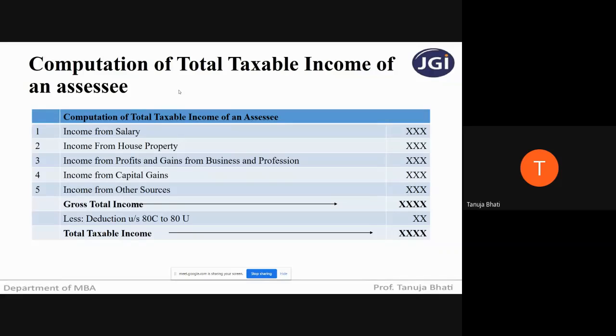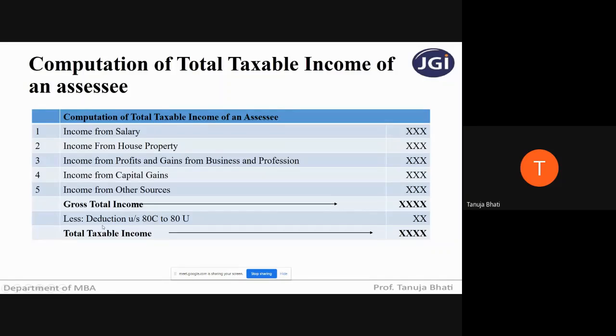Computation of total taxable income of an assessee. When we are supposed to calculate tax payable by an assessee, first we need to know the income on which we have to calculate tax. We know that there are 5 heads of income. When we add all the 5 heads of income, you get the gross total income. Then you deduct the deductions from section 80C to 80U, and we get total taxable income. Today we will be seeing what the deductions from section 80C to 80U are. In detail, I've already explained earlier. You can check in the video that will be uploaded on YouTube. So let us move ahead.